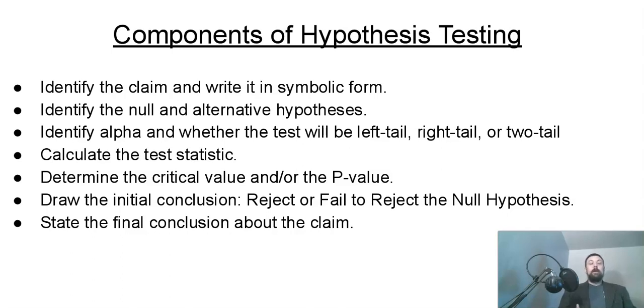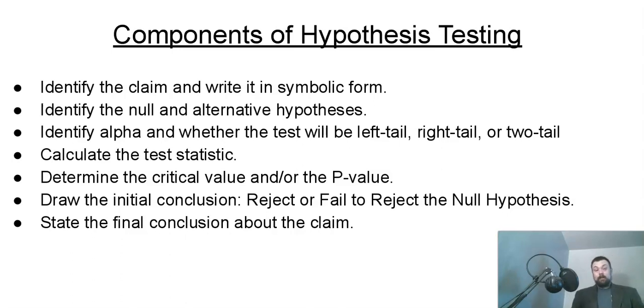First, we need to identify the claim and write it mathematically. Second, we want to identify the null and the alternative hypothesis based on the claim that we were provided. Third, we will identify the value of alpha, which should always be given to you in the problem, and whether the test will be a left tail, right tail, or two-tail test. So that's something we'll have to determine based on the alternative hypothesis.